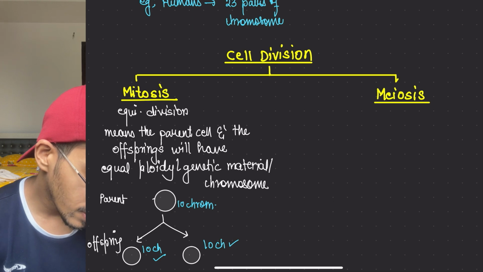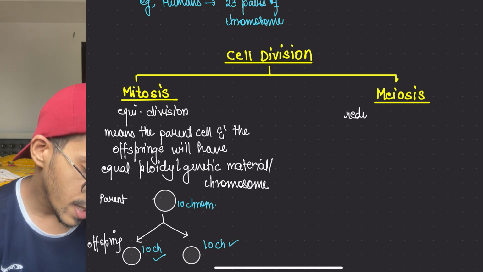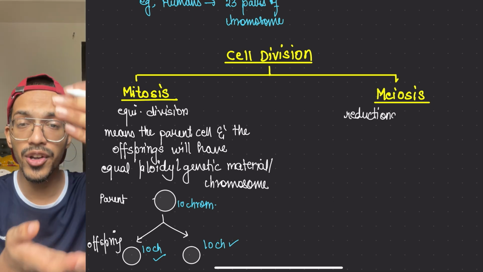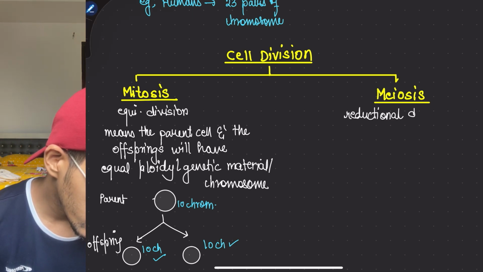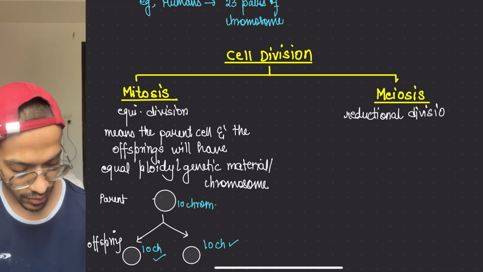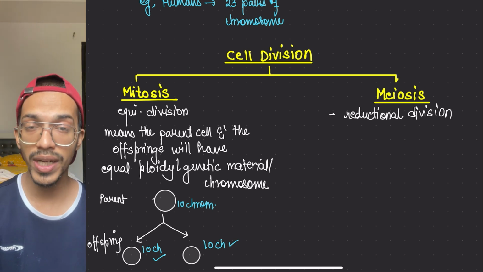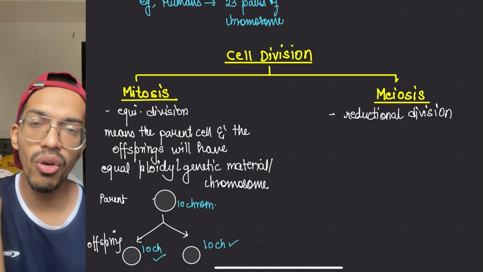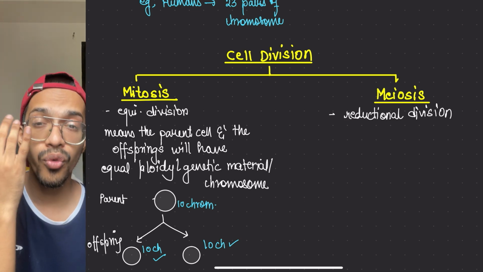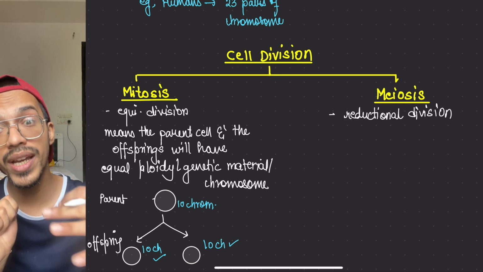What about meiosis? Meiosis is called reductional division. When I say reductional, it means it reduces something. Whatever the parent has, the child will have half of it. And here 4 offspring are formed. Where does it take place?